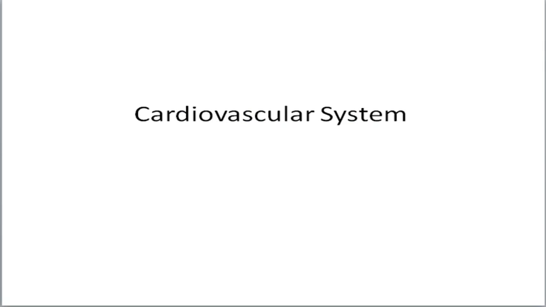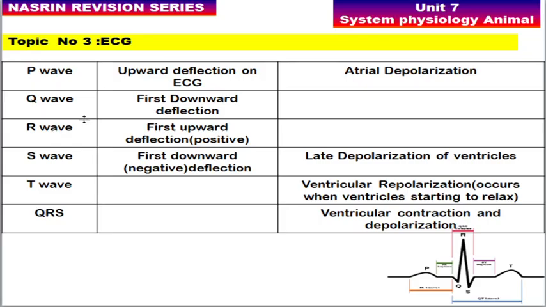So next is the cardiovascular system. The first important topic is the ECG. We need to know what the P wave is, what is meant by that, and why this P wave originates. The P wave is an upward deflection of the ECG, whereas the Q wave is the first downward deflection. Next, the R wave is the first upward deflection in a positive way, and the S wave is the first downward deflection in a negative way.